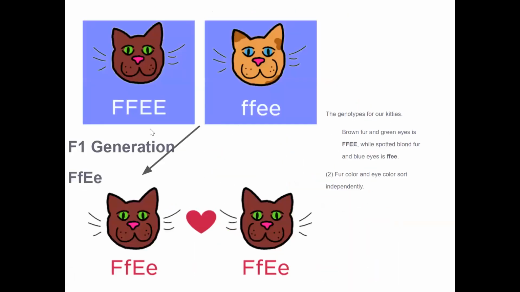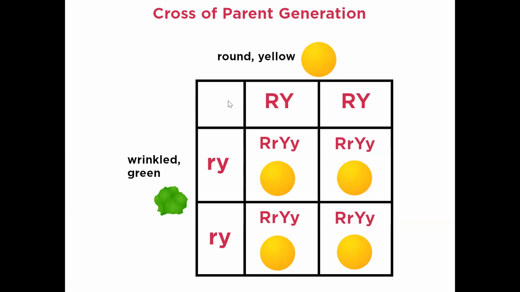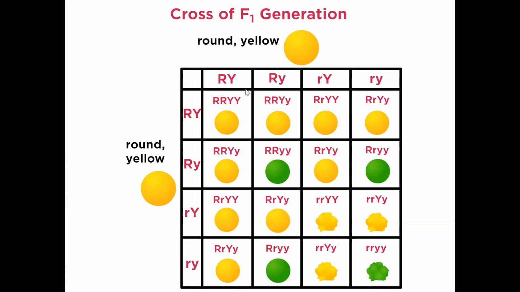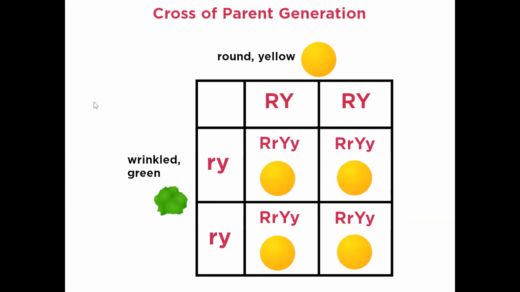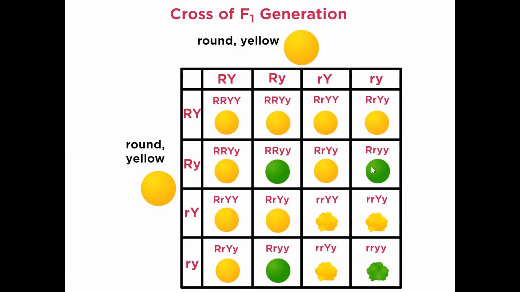What we're going to do in this case is look at the peas, and it's pretty much exactly the same picture that was in the video. We're crossing these two peas together, which are the round and yellow, and then we get this combination here. By crossing some round and yellow peas, we can get some green round peas, some yellow wrinkled peas, and some green wrinkled peas.